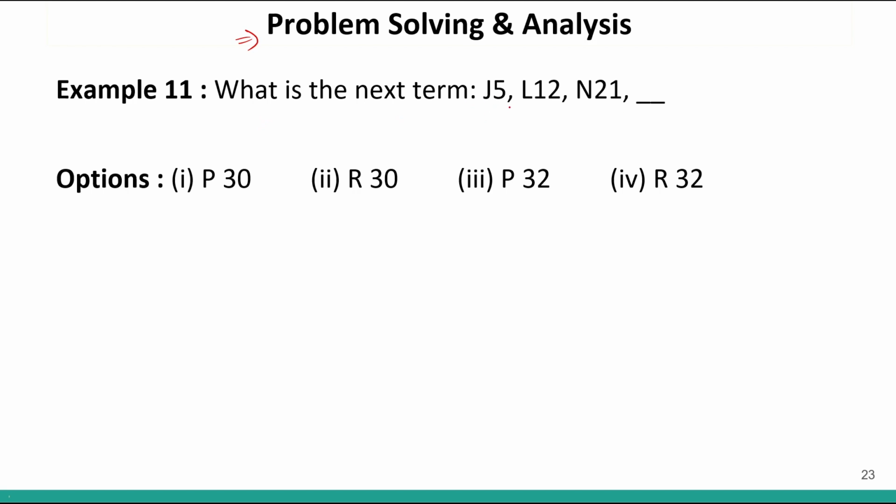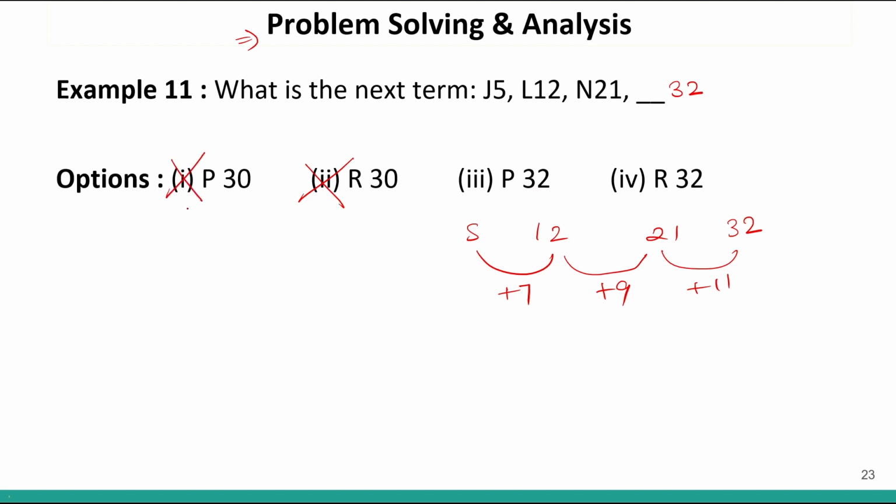So again, let us look at the numbers 5, 12, and 21. Here I can see an addition of 7. Here I can see an addition of 9. So clearly I'll add 11. 21 plus 11 will give me 32. So the number will be 32. If I have 32 here, I can clearly eliminate option number 1 and option number 2. This is the elimination approach.